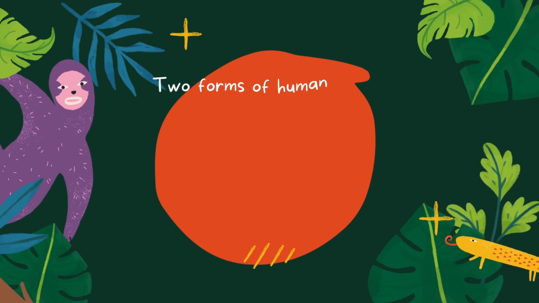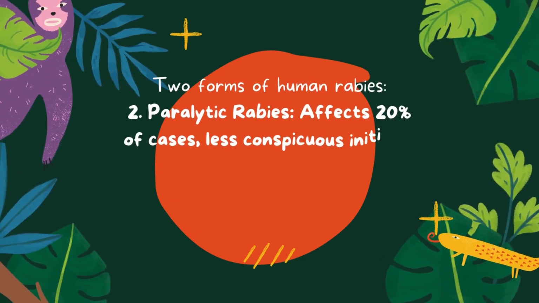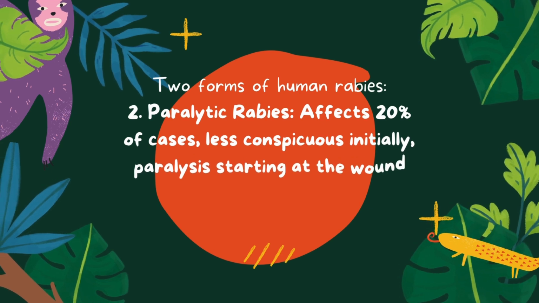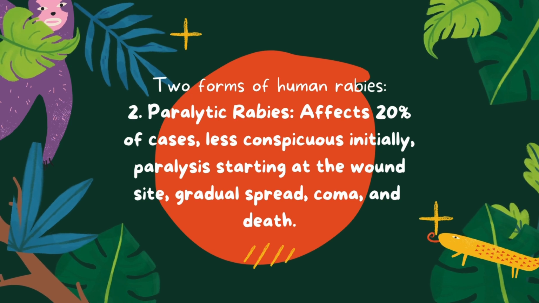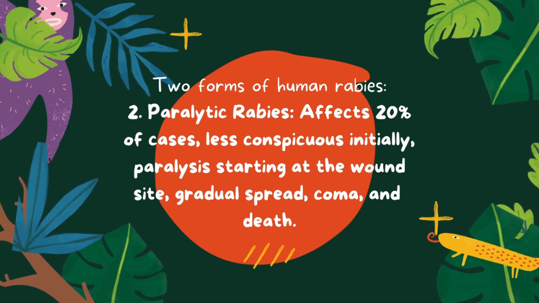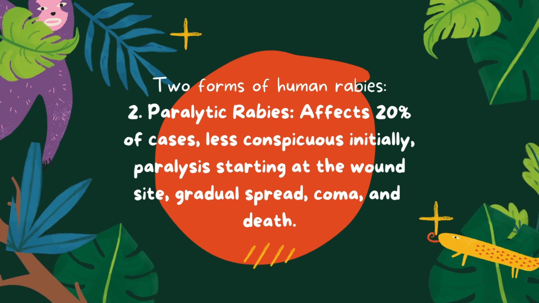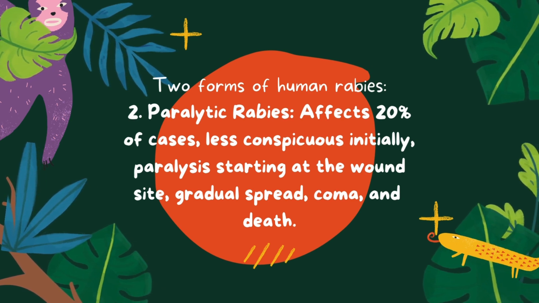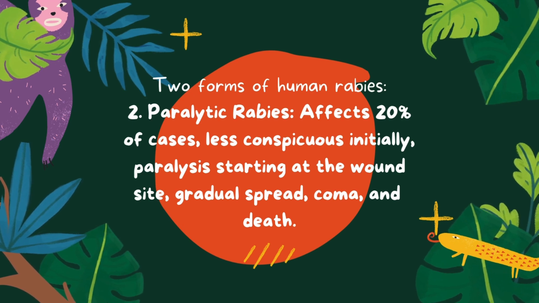It affects approximately 20% of all human cases and is often less conspicuous in its initial stage. Paralysis, which begins at the wound site and gradually spreads, is a hallmark of this form. As the disease progresses, patients may descend into a coma and ultimately succumb to the condition. Unfortunately, the paralytic variant of rabies is frequently misdiagnosed, further worsening the issue of underreporting in rabies cases.